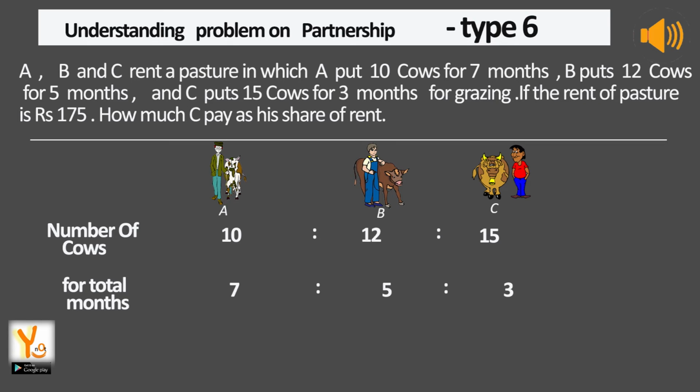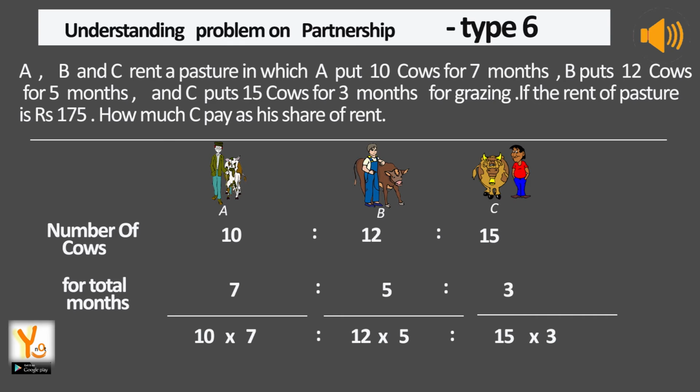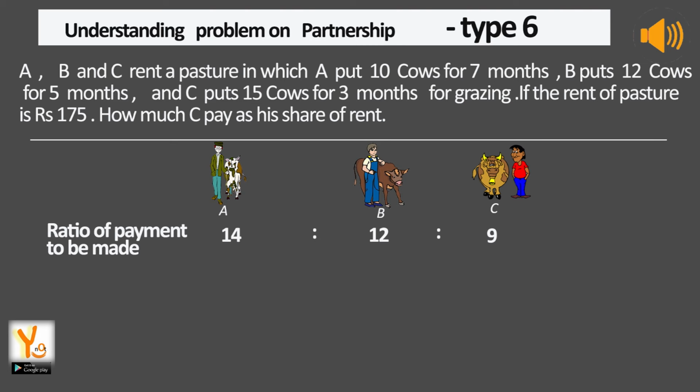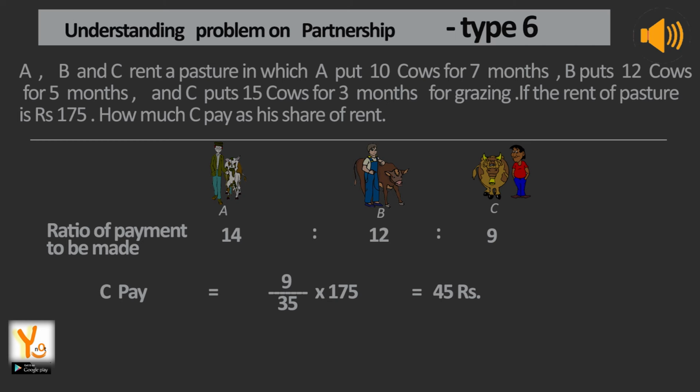As given, A rents the pasture for 7 months, B for 5 months and C for 3 months. So the ratio of duration of renting is 7:5:3. So the ratio of rent to be paid for grazing is 10 into 7 : 12 into 5 : 15 into 3. The final ratio would be 14:12:9. As the ratio of payment to be made for renting is 14:12:9, C's payment for renting the pasture is calculated by 9 divided by 35 into 175, where 35 is the sum of all the ratios, and 175 is the rent of the pasture, which will be 45 rupees.